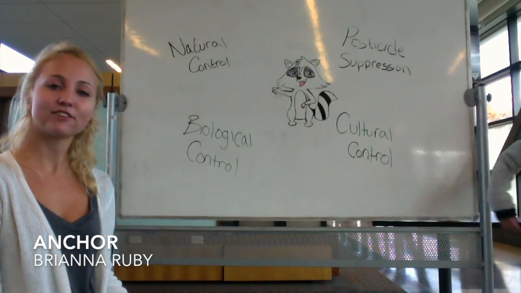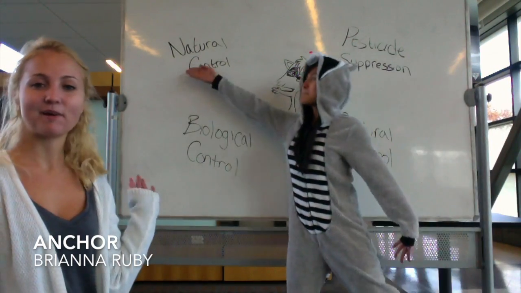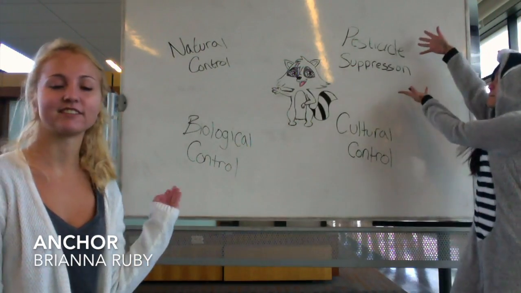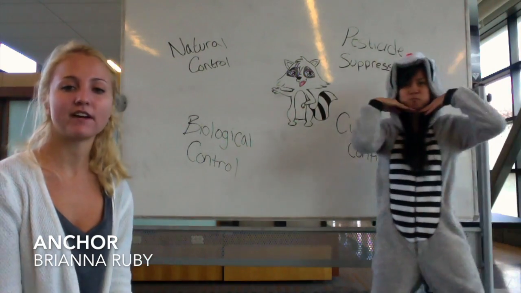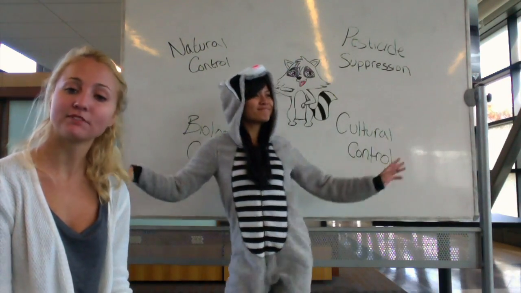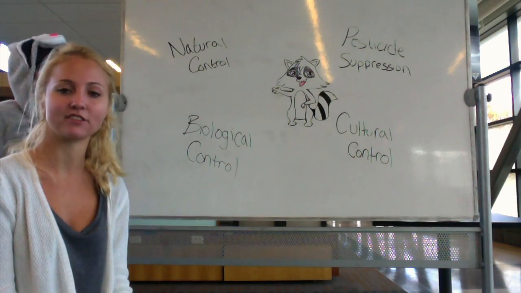So overall, these 4 strategies of natural control, biological control, pesticide suppression, and cultural control can help prevent damage from pests while still maintaining a stable ecological environment.